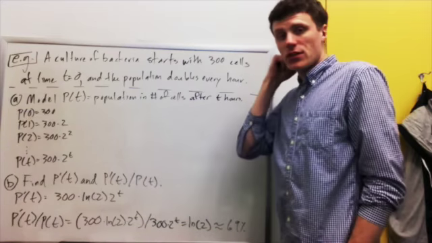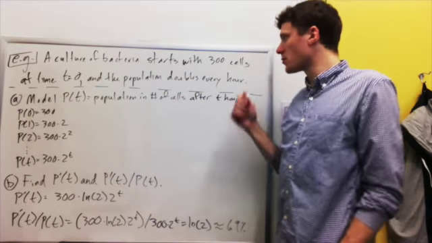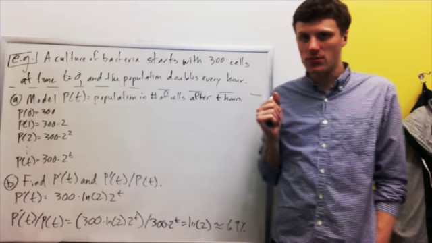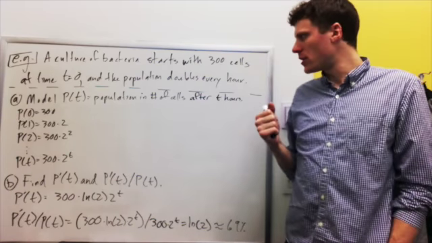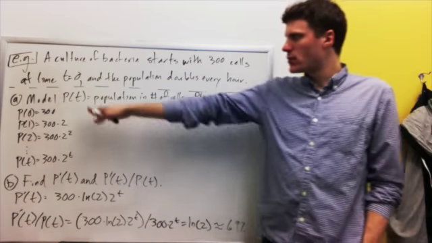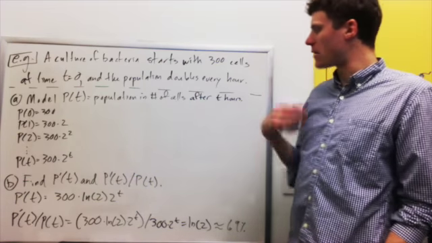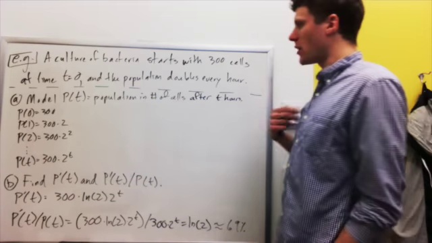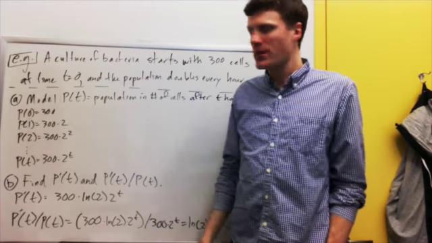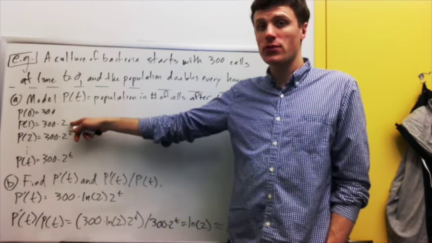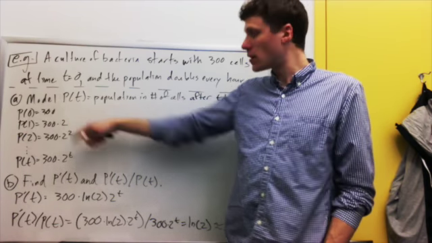Okay, for example, let's take a culture of bacteria that starts with a population of 300 cells at time t equal to 0. Let's assume the population doubles every hour. So first, let's model the population p of t in the number of cells after t hours. So at time 0, we have 300 cells. At time 1, we have 300 times 2 cells, which is 600 cells.